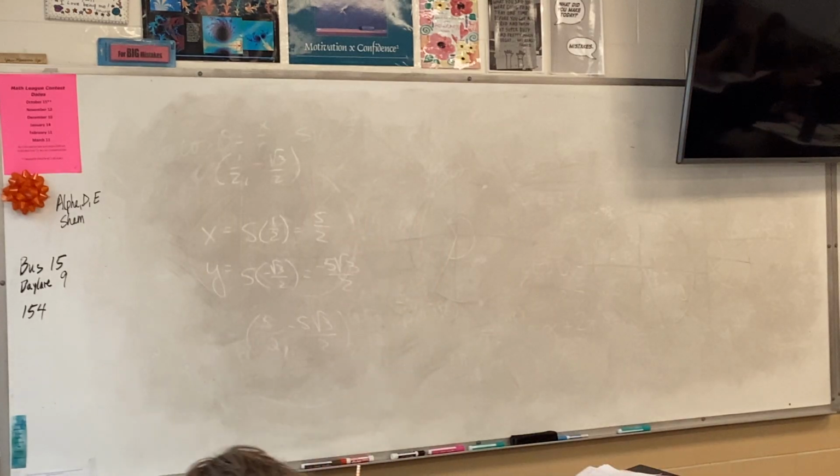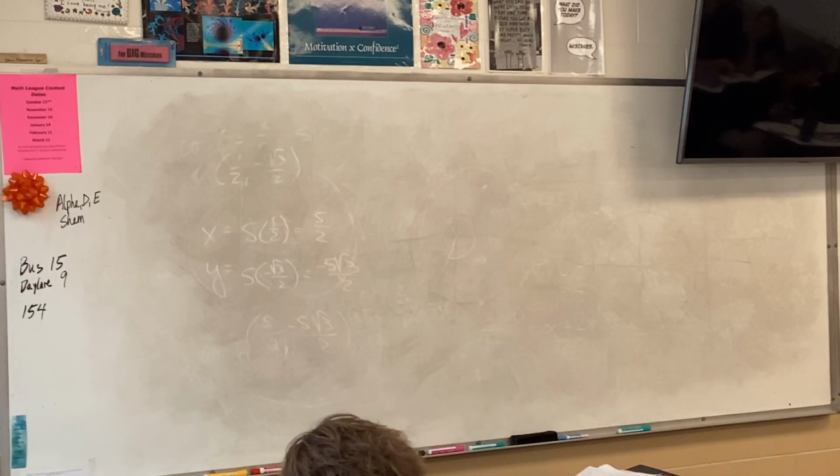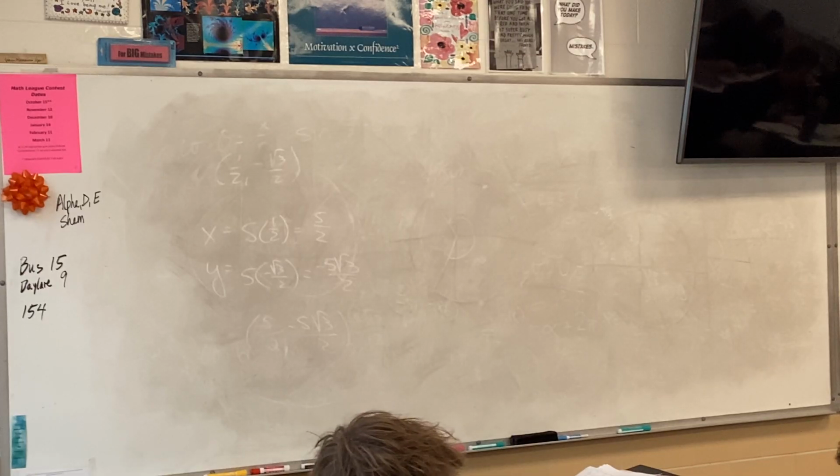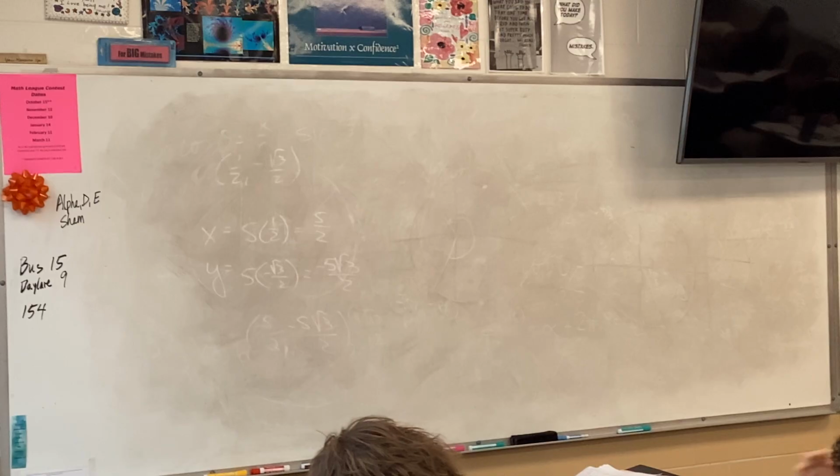Cosine 3 pi over 4, which is in the second quadrant, that's a negative x. 1 out of 1.